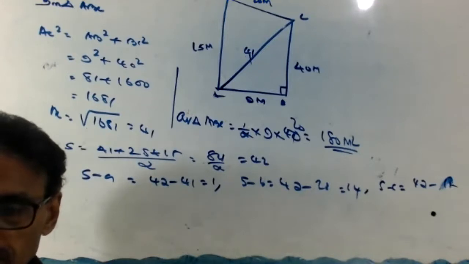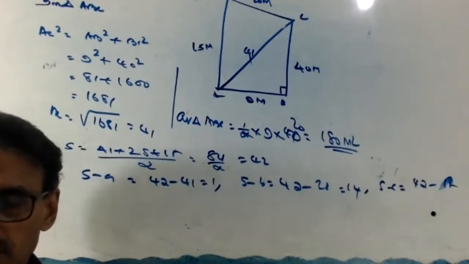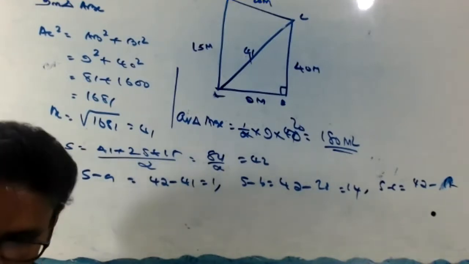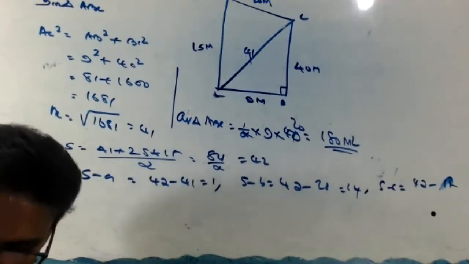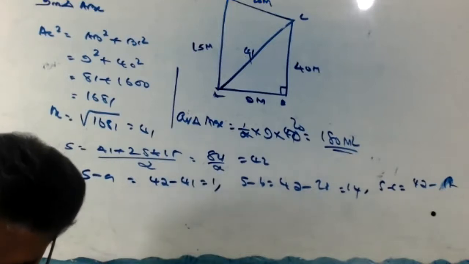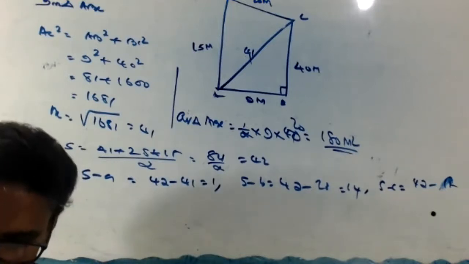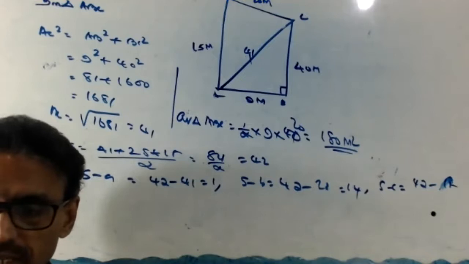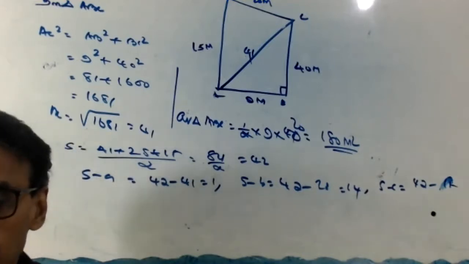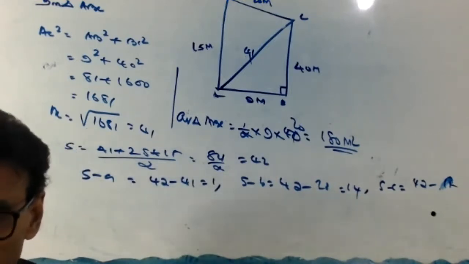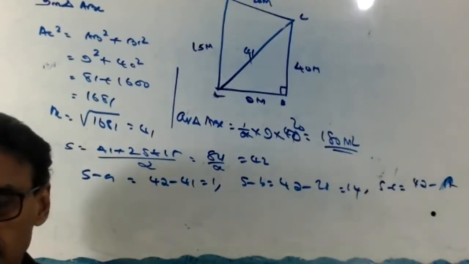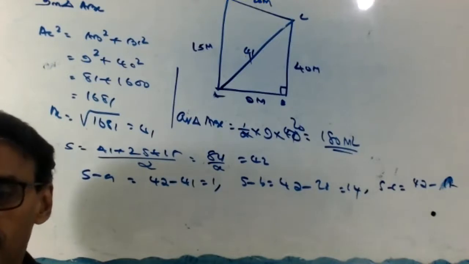Final answer is 306. The areas of the two triangles you have to add. Okay, so try the next question, same time. Next, okay. Are you okay now? Is this clear or not? Everyone okay?